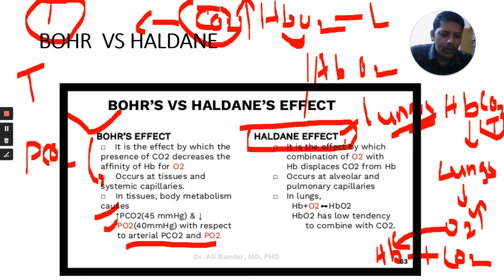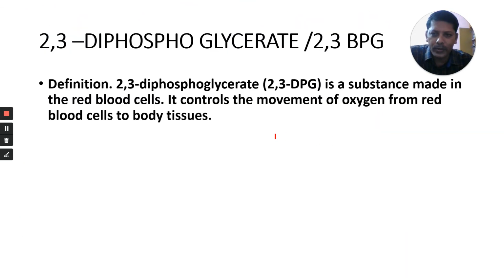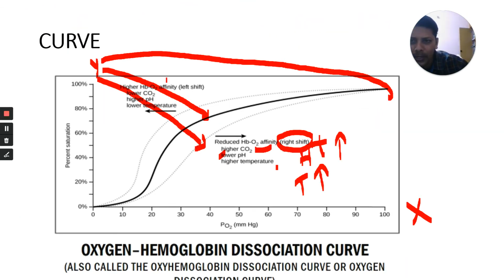At that time, observe the curve shifting here in Haldane effect. Here the curve is shifting to this side, the left side. That means towards the y-axis, away from the x-axis. Quite opposite. Bohr effect occurs at the tissue, Haldane effect at the lungs. Because of Bohr effect, it is shifting to the right side, and because of Haldane effect, it is shifting to the left.